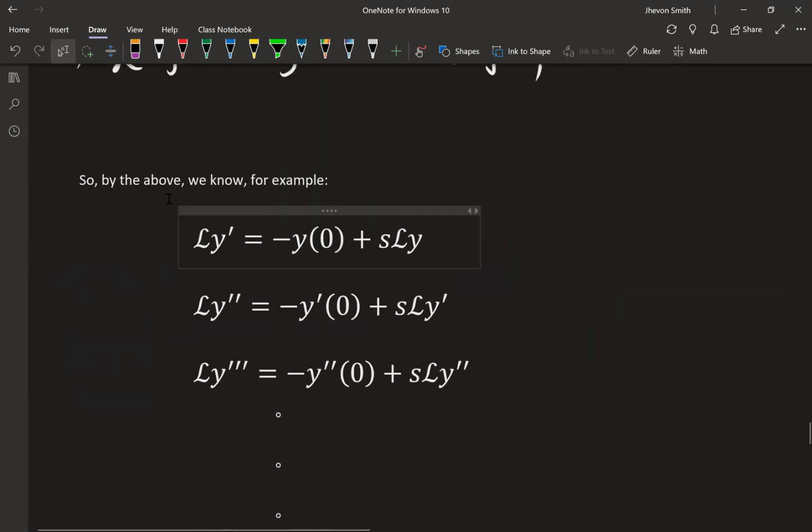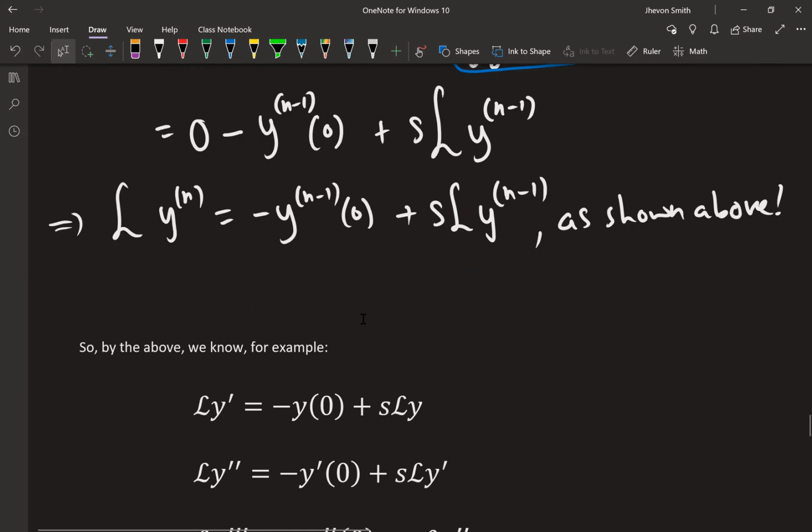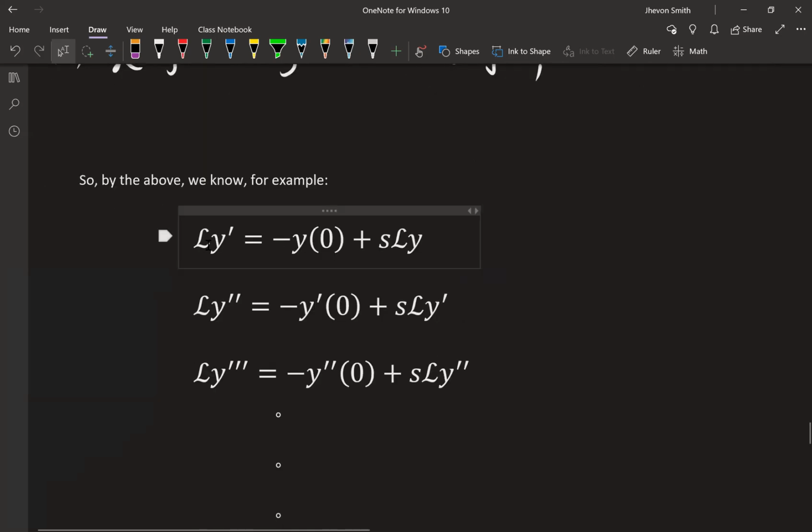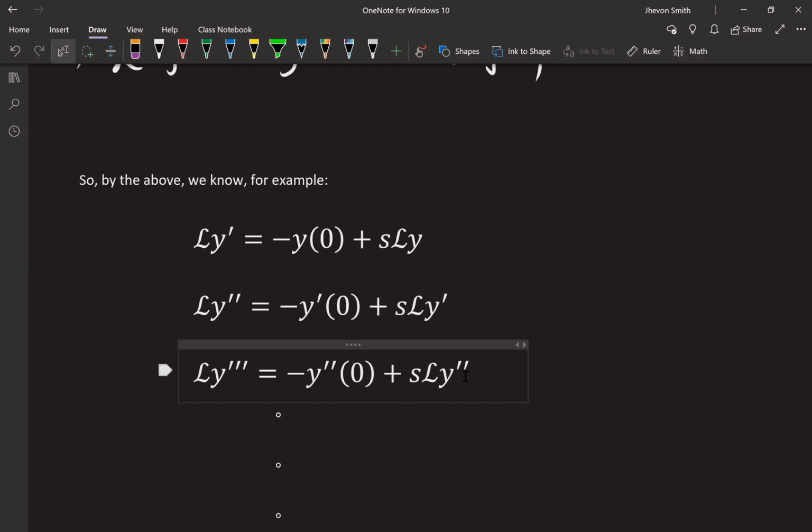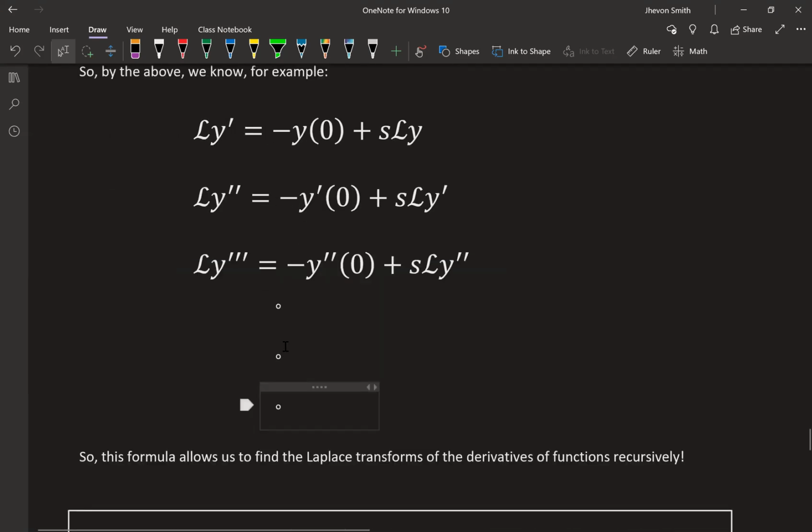Here's why that's nice. We now know by the above the following. So for example, the Laplace transform of y prime is going to be minus y of 0 plus s times the Laplace transform of y. The Laplace transform of y double prime is minus y prime of 0 plus s times the Laplace transform of y prime. The Laplace transform of y triple prime is minus y double prime at 0 plus s times the Laplace transform of y double prime, and so on and so forth. So for example, the Laplace transform of a fourth derivative would be minus the third derivative evaluated at 0 plus s times the Laplace transform of the third derivative, etc. So this pretty much goes on recursively.